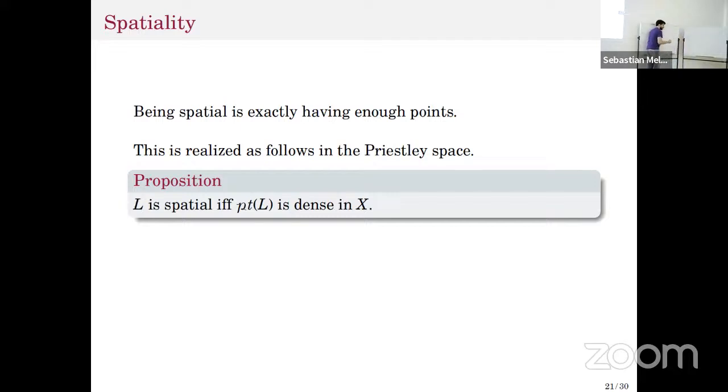Remember that we're in the patch topology, so my basis looks like this, and all these contain enough points. Right. But what I was trying to understand is, to get a condition on L being spatial, that its points as a subspace of the Priestley space have the same frame of opens as X, as the Priestley space. Yes, that's what that says.